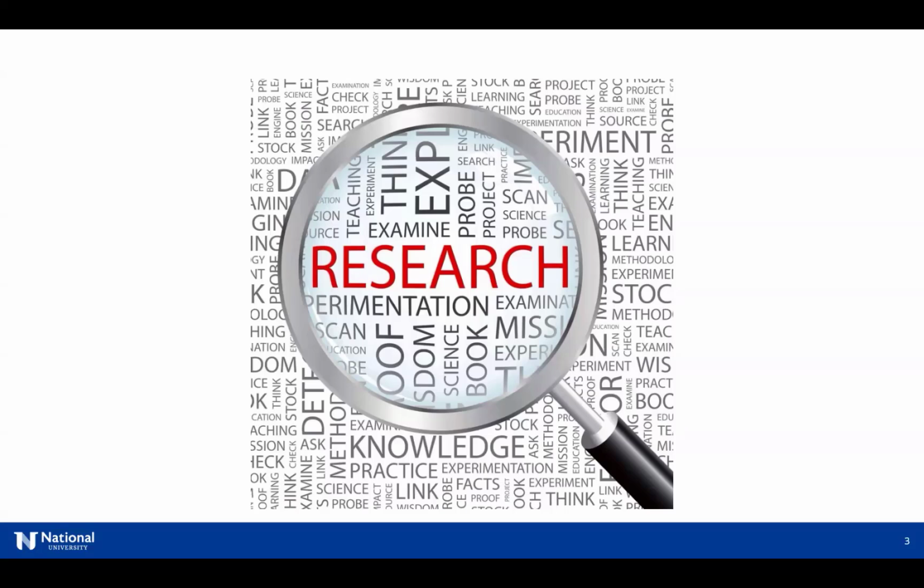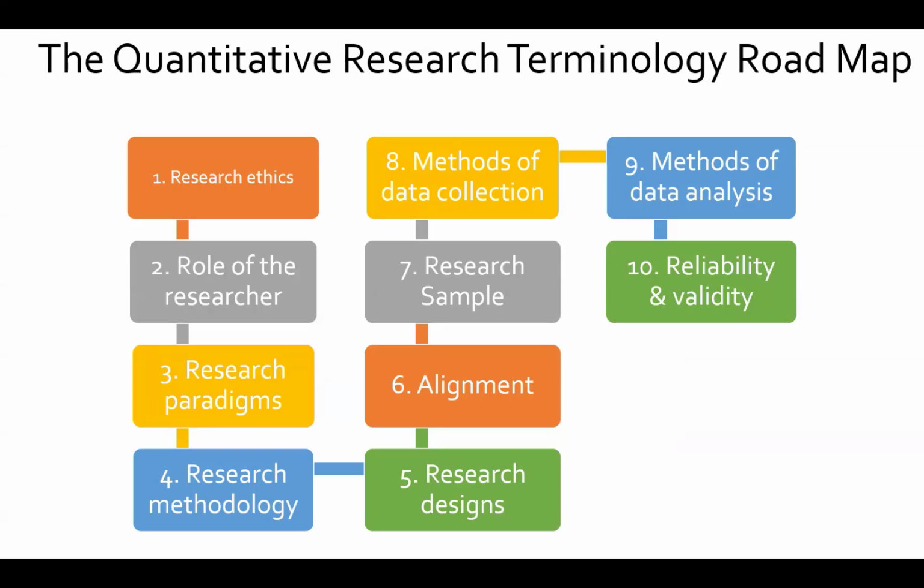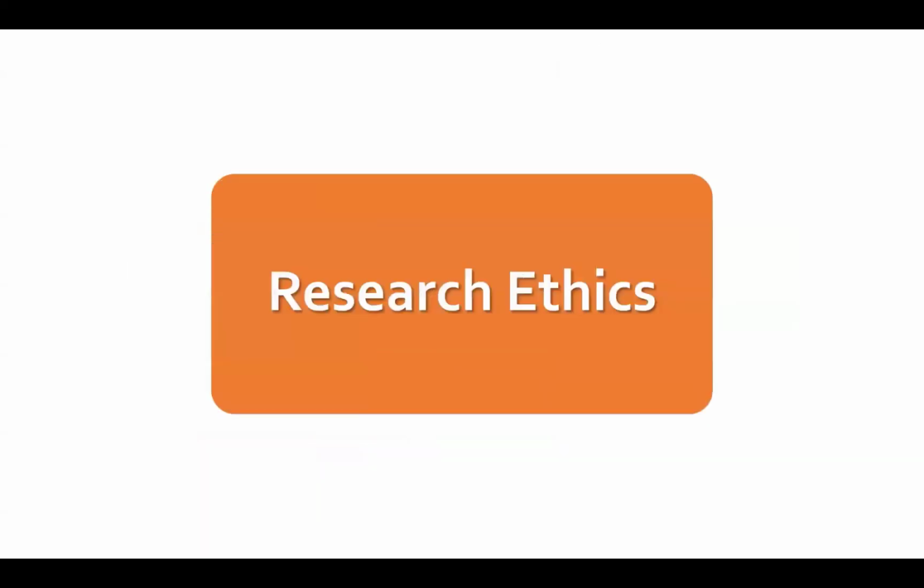Now, the quantitative research terminology roadmap, which parallels the qualitative one that I presented previously, includes the following components. And I'm going to be going through each of these in today's session. We're going to start with research ethics, then move to the role of the researcher, research paradigms, research methodology, methods of data collection, research sample and how to do sampling, alignment, research designs, methods of data analysis, and then talk a little bit more about reliability and validity, which parallels trustworthiness in qualitative research. Very, very different terms are used with regard to these words specifically.